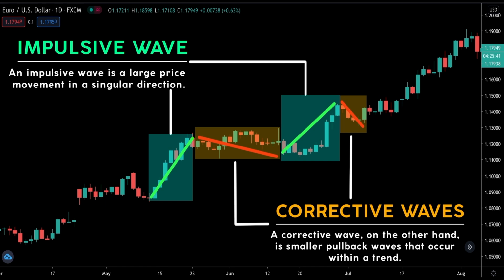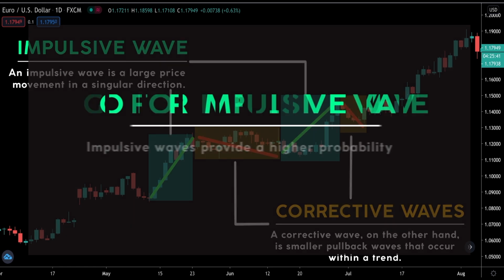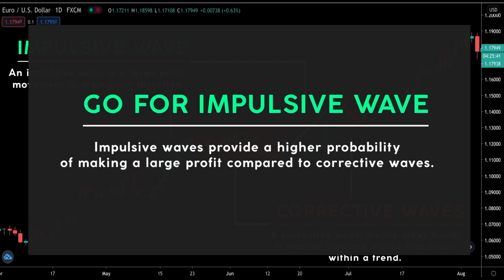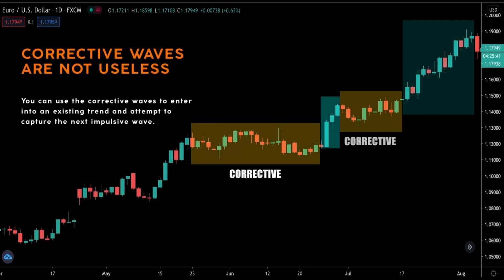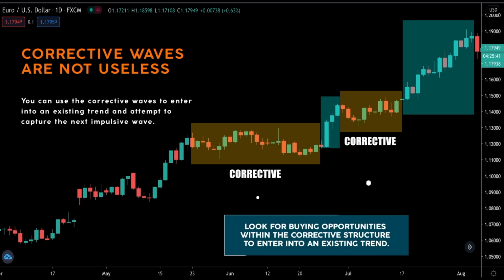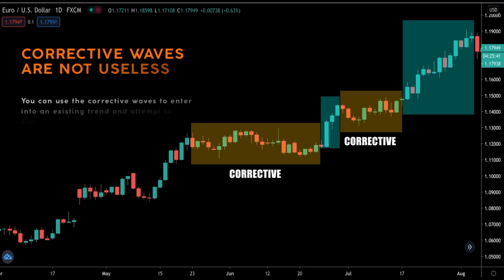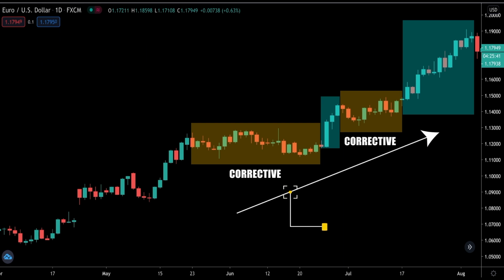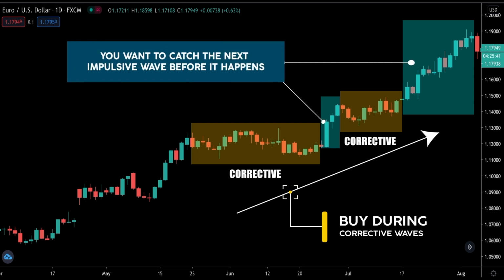Understanding both impulsive and corrective waves, it should be clear why we want to lean towards the direction of the impulsive waves and trade them rather than the corrective waves. Impulsive waves provide a higher probability of making a large profit compared to corrective waves. But that doesn't mean that the corrective waves are useless. You can use the corrective waves to enter into an existing trend and attempt to capture the next impulsive wave. Here's an example of what I mean. In an uptrend, you want to be buying when there are corrective waves, something like this. You want to attempt to catch the next impulsive wave before it happens.